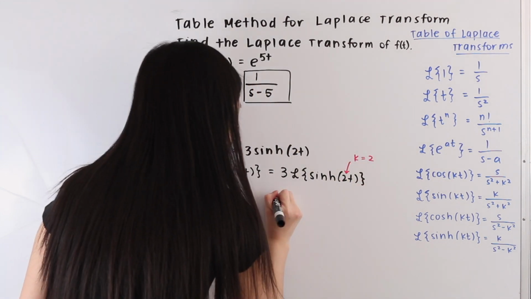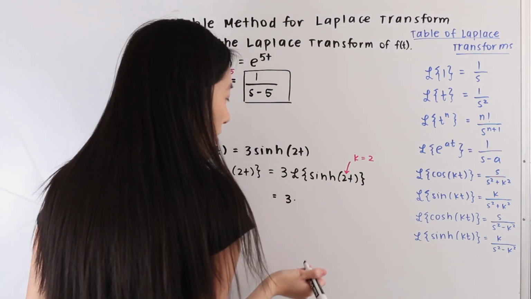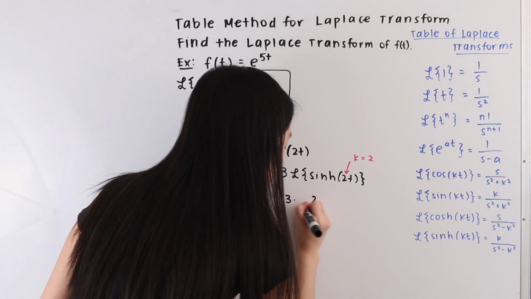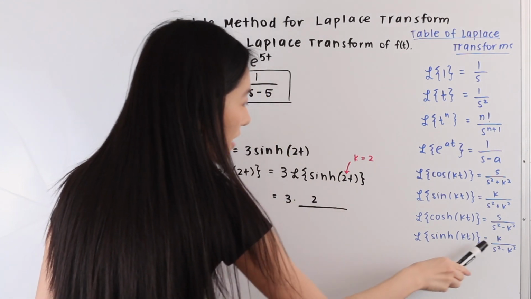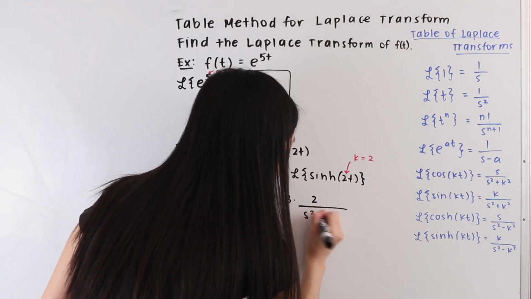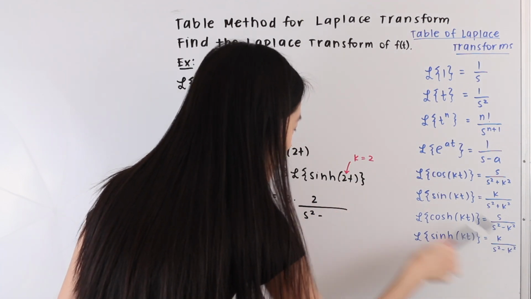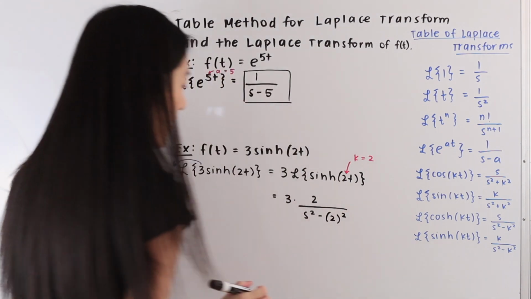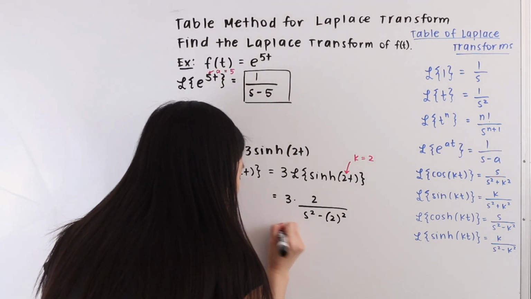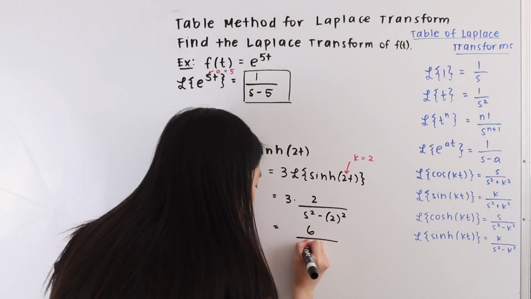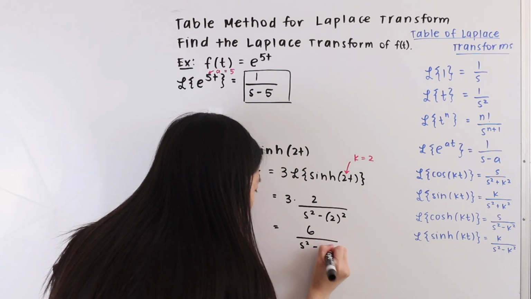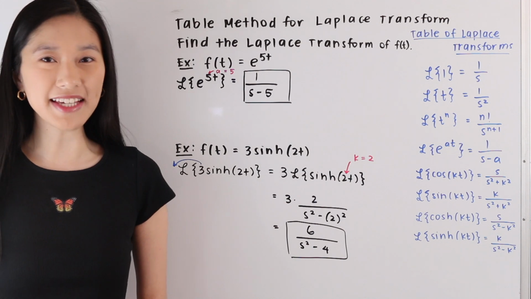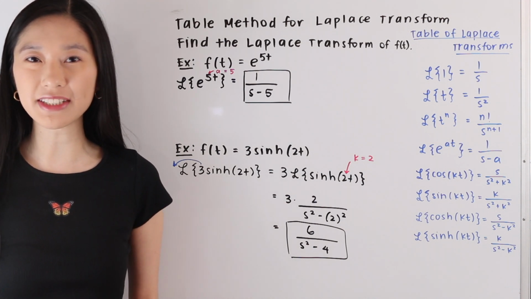And so we have 3 times k, so k is equal to 2, over s squared minus k squared, so minus 2 squared. And so this simplifies down to 6 over s squared minus 4. And that is our final answer. And so that is how you find the Laplace transform of a function using the table method.